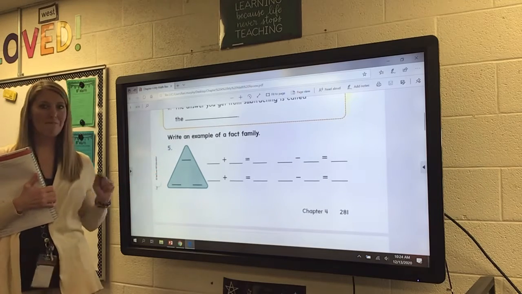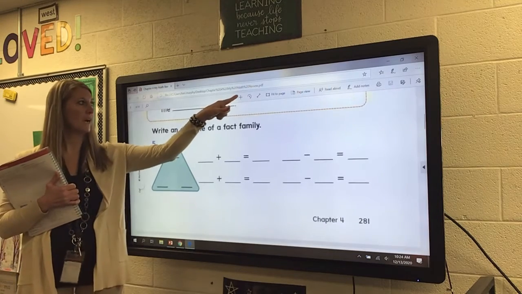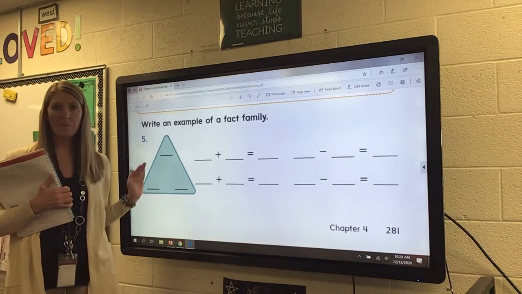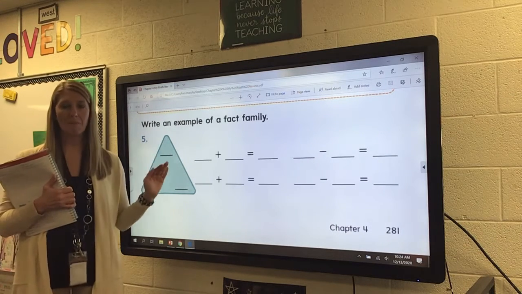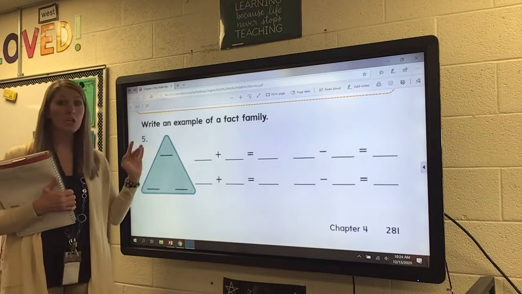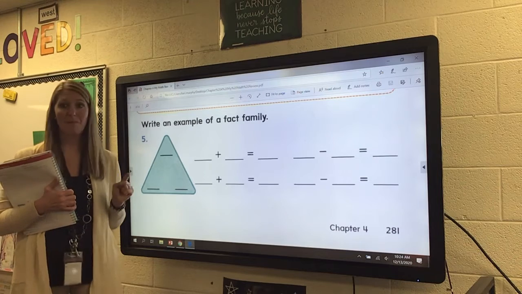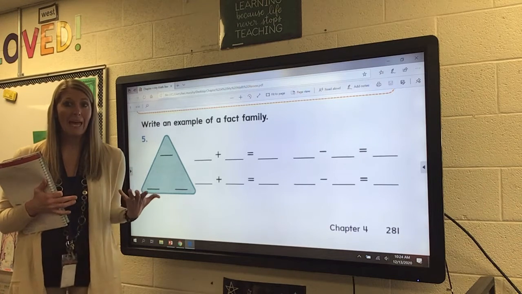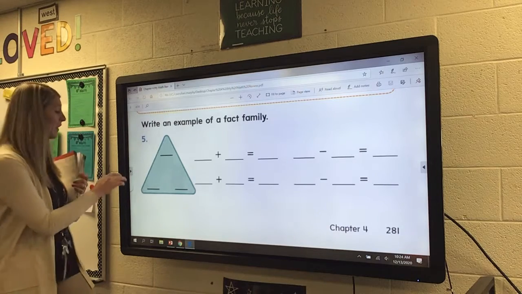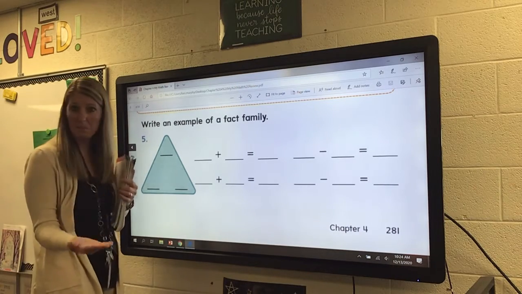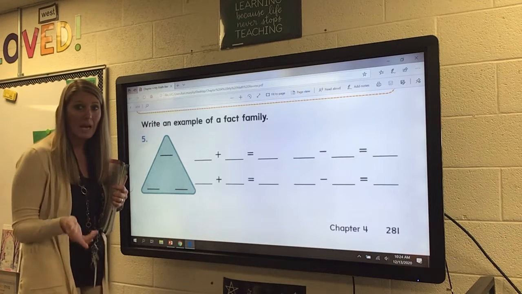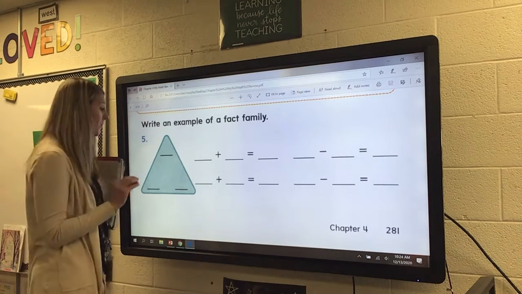Now, here is that fact family we were just talking about. So remember, when we have a fact family, we have 3 numbers that are related. Remember, your brother and sister are down here and your parents are up here. So you are going to write an example of a fact family. So pick any 2 numbers, and when you add them together, you get your parents. You can pick hard numbers, you can pick simple numbers. Mrs. Murphy is going to pick some simple ones as an example. I don't want you to copy mine. I want you to come up with your own numbers.